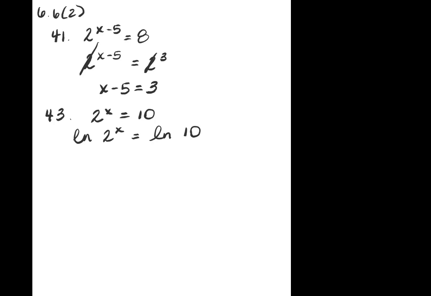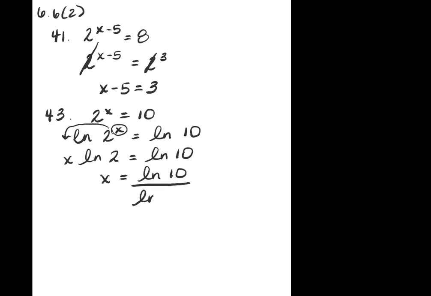Okay, and then we're going to pull our x down as a multiple. And then we're going to divide. And before, my math lab wanted you to leave it alone. Oops, I didn't want 10. I wanted 2. And now they want you to divide and put it in your calculator and round to 3 decimal places. So 3.322. So pretty easy.